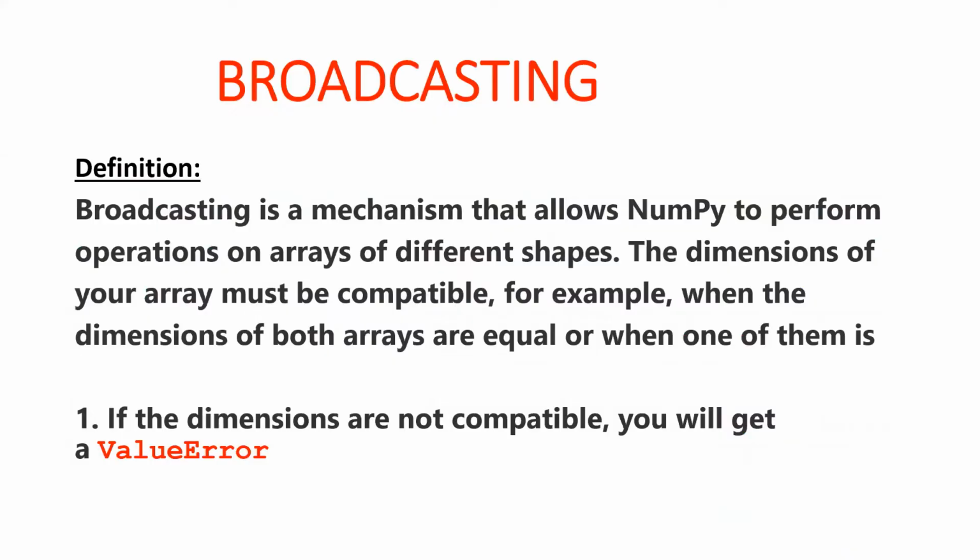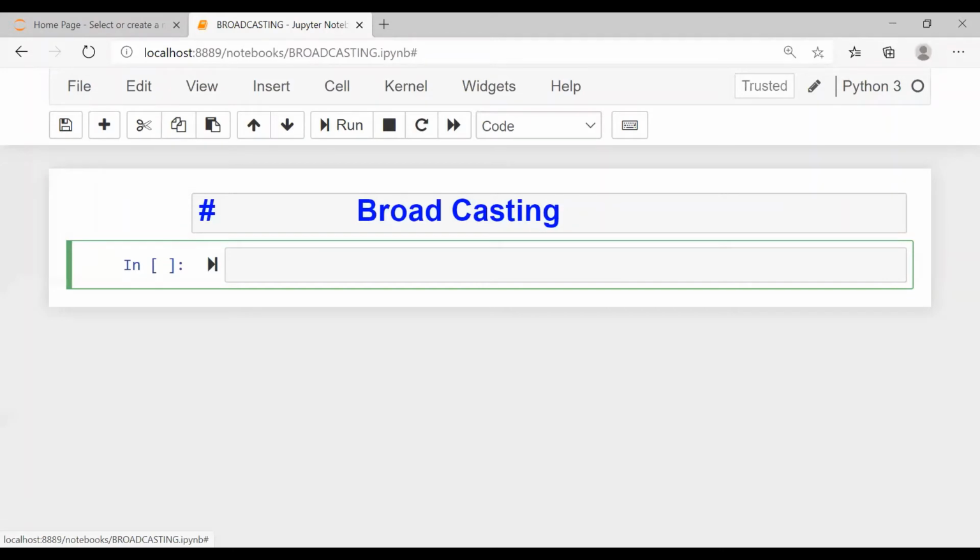So from this we can conclude that broadcasting is a mechanism that allows numpy to perform operations on arrays of different shapes. And there is one solution regarding this problem, and the solution is broadcasting. So the note point is, if the dimensions are not compatible, you will get a value error, right? Till now we discussed broadcasting and its details. Now let us do it practically.